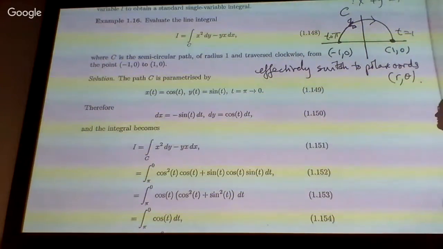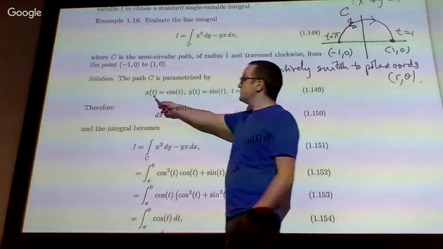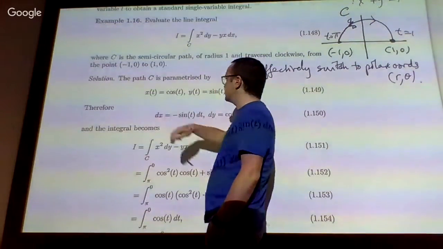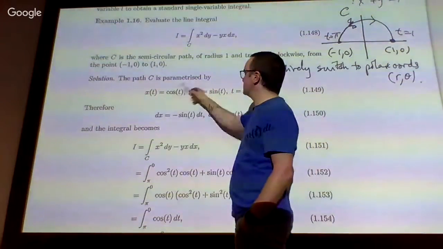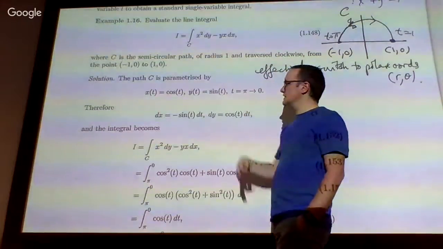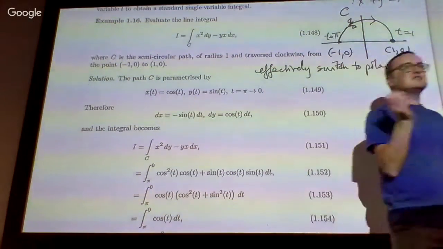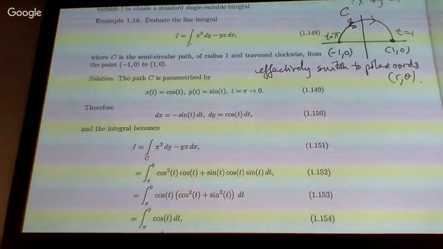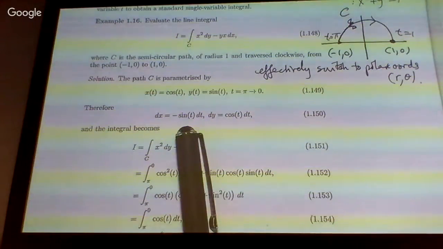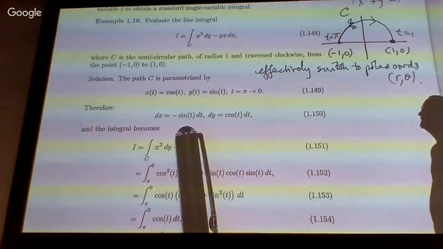So you can introduce a new variable, and specify your y and x in terms of that new variable. As long as you're using standard functions that you can take derivatives of, that will induce a corresponding relationship amongst the differentials. So dx is minus sine of t dt, dy is cosine of t dt.